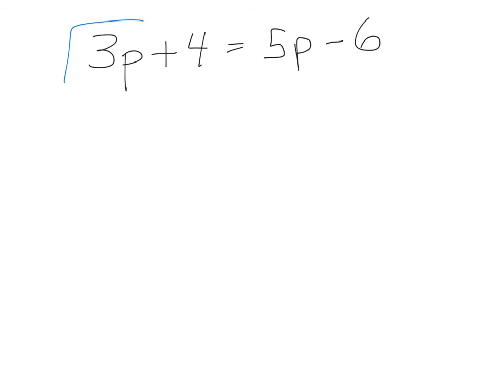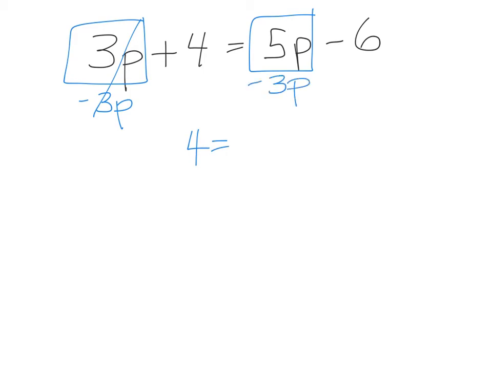So I've got 3p on this side and 5p on this side. That means I can take away 3 of them from each side, and that'll make nothing over here. I'll have my 4 left, and then 5 minus 3, I have to do it to both sides, keep it equal, gives me 2p minus 6. Next, I've got the p's together.